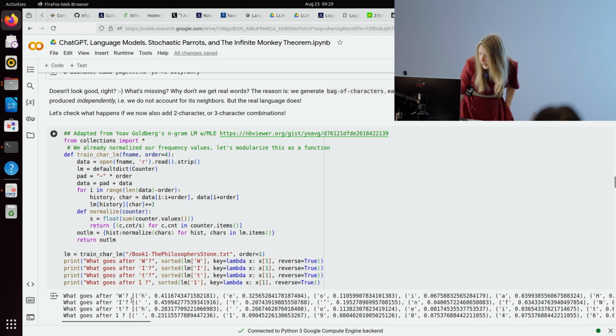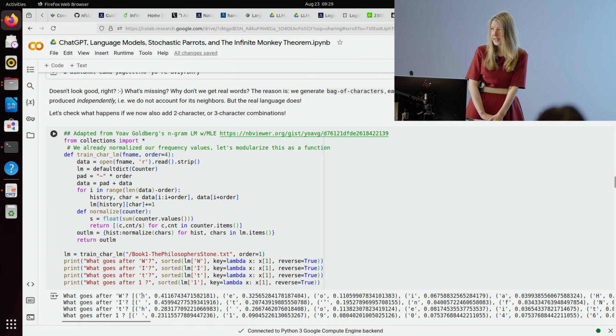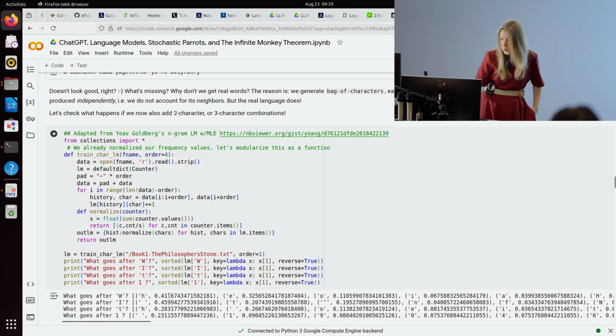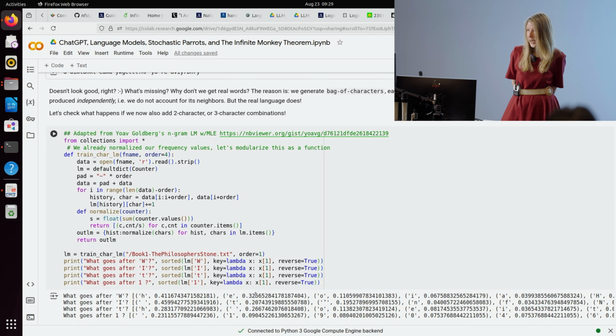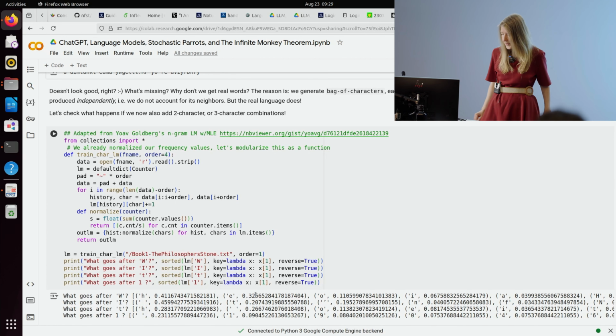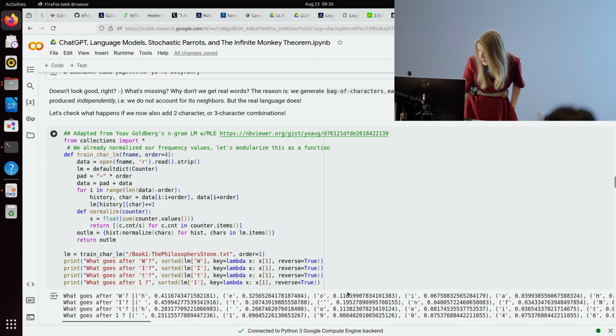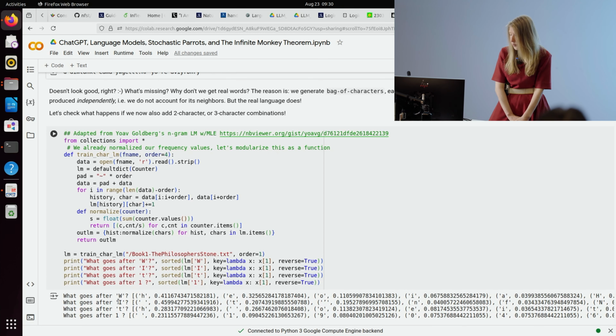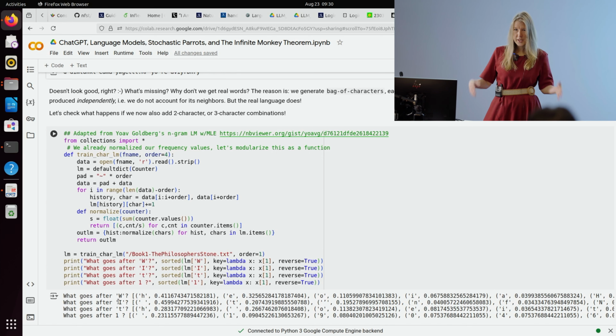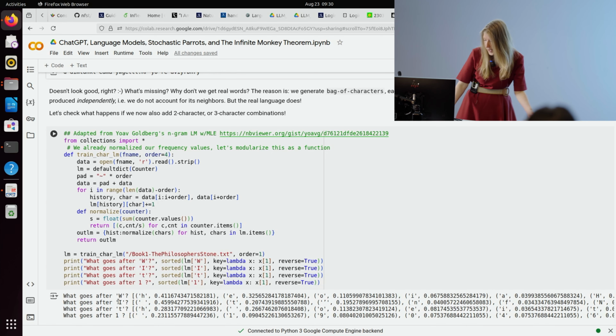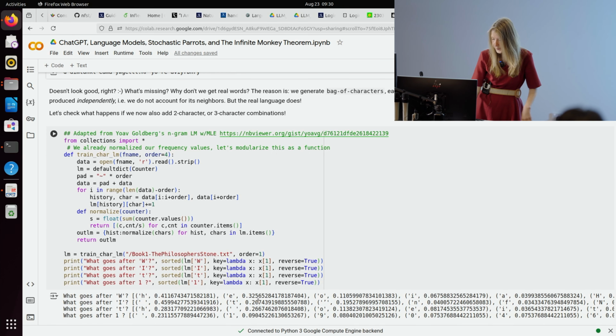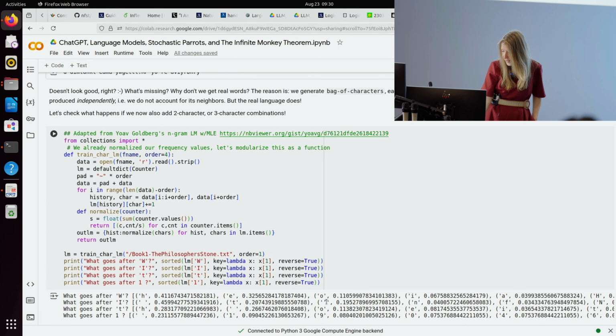So the probability of having H after uppercase W is 41% roughly. In 33% of times, we have E, so it's "we". And then we have O, which is quite surprising. Then I, then A. So for I, in roughly 46% of cases, we'll just produce the pronoun I. And in roughly 21% of cases, we'll have the pronoun "it". And then we have the apostrophe, which is "I am", for instance, this construction.